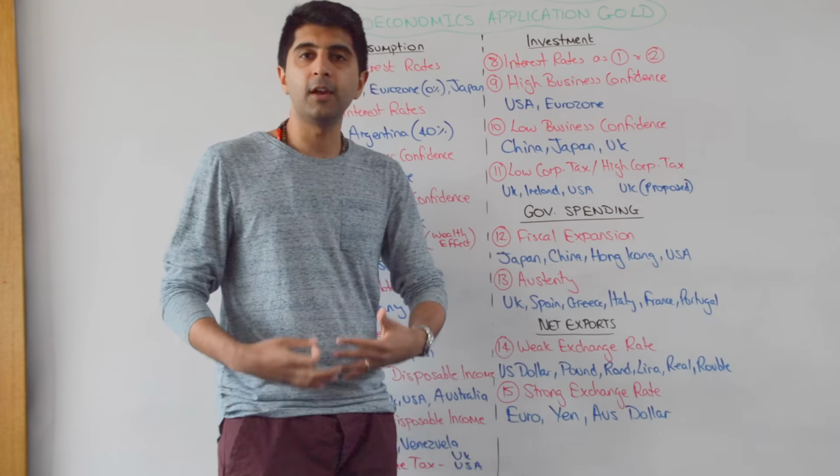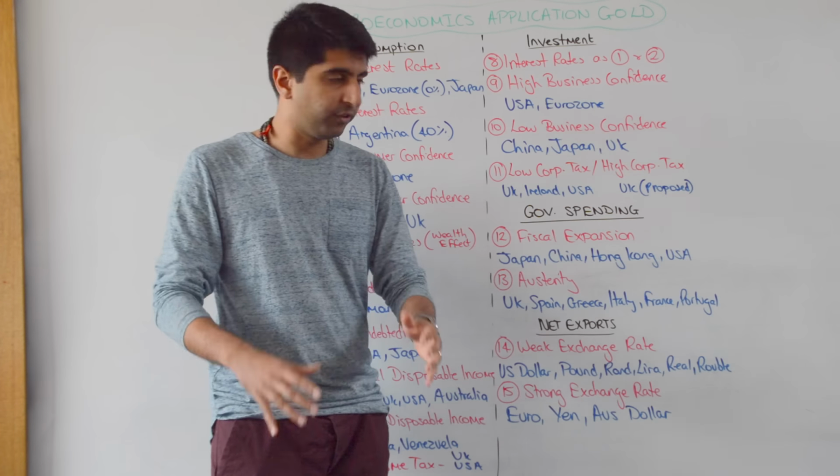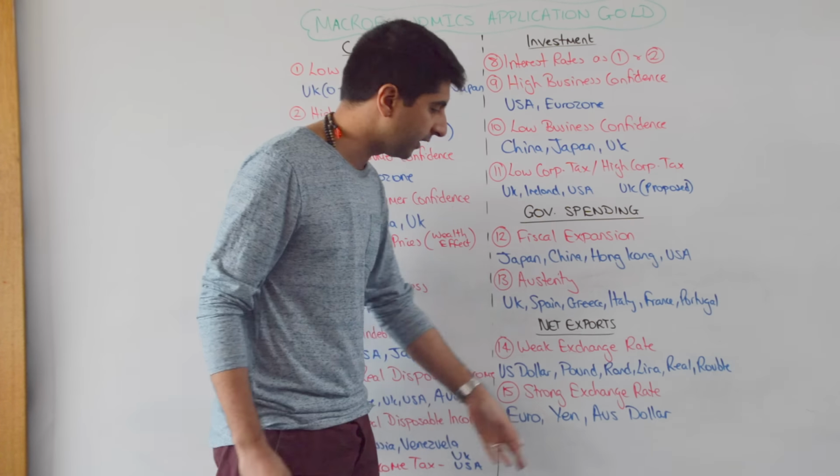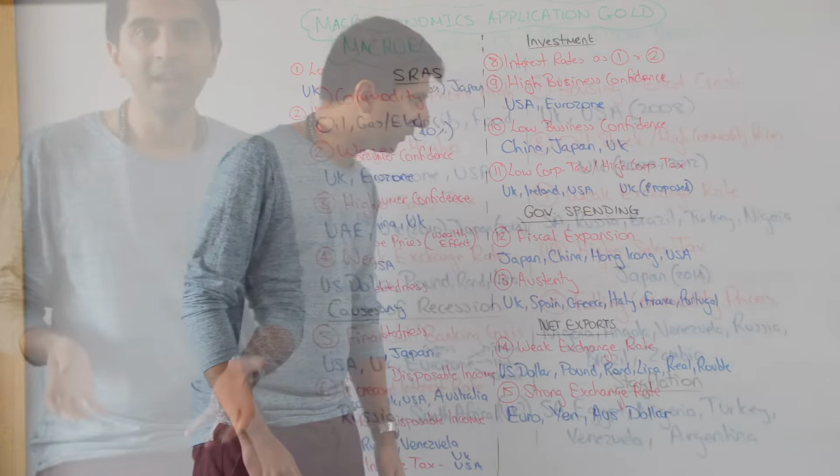Whereas countries with strong exchange rates, we have the euro, not great news for many exporting countries in the Eurozone. The yen, very bad news for Japan, especially as growth is in negative territory in the first quarter of this year, and the Australian dollar. So let's now look at shifters of SRS, in particular looking at how SRS has been shifting left in many countries and why. So key drivers are high commodity prices.